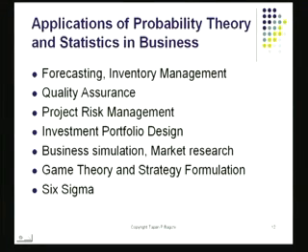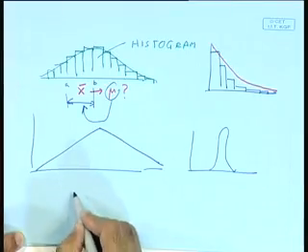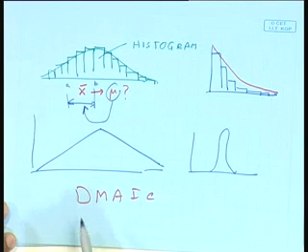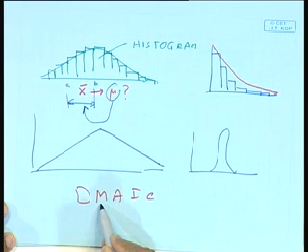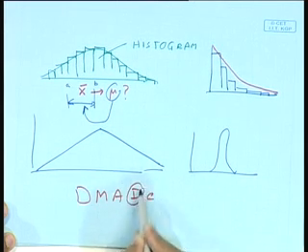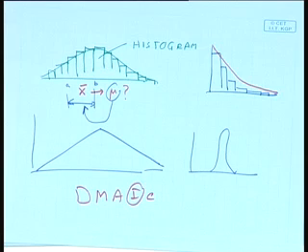Game theory is a big area where strategies are found, and this is actually an area that uses probability in a very big way. And I already mentioned Six Sigma uses, in one of its steps, and I'm going to write that again. It's called DMAIC: D-M-A-I-C. Define the problem, the issue that you want to tackle, measure, analyze, improve and control.